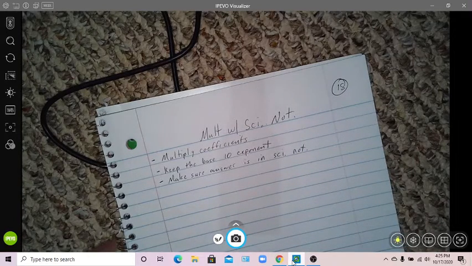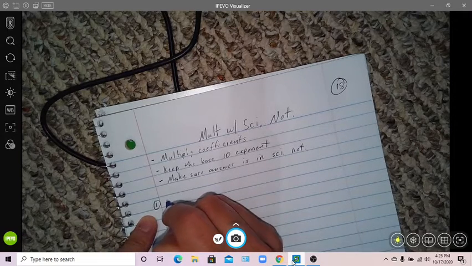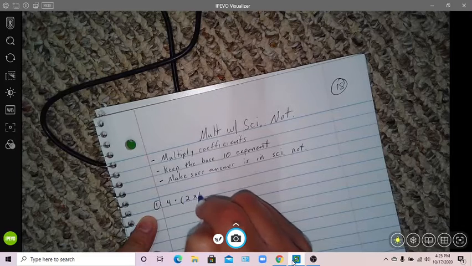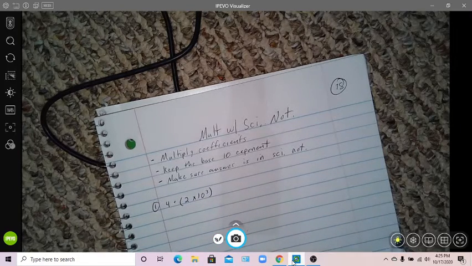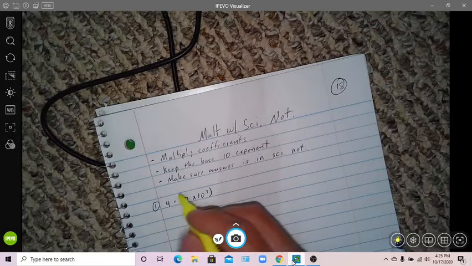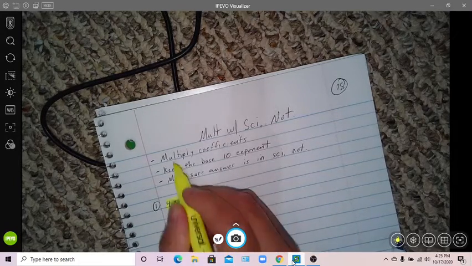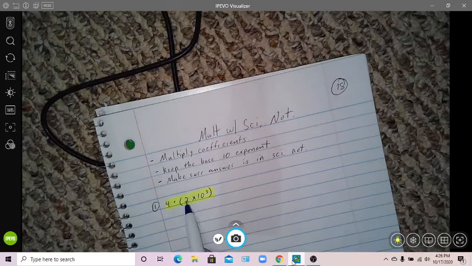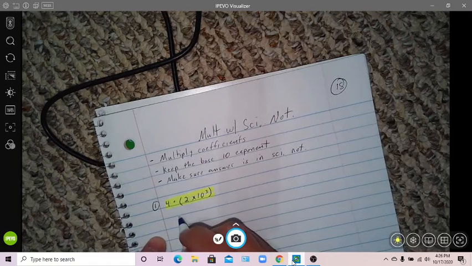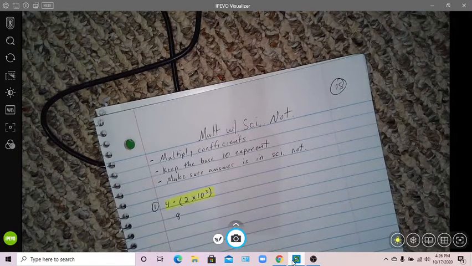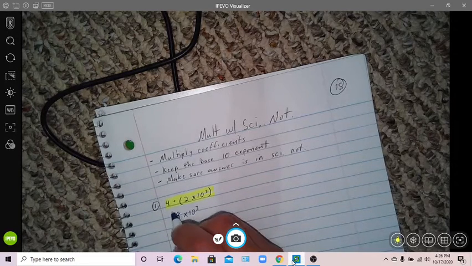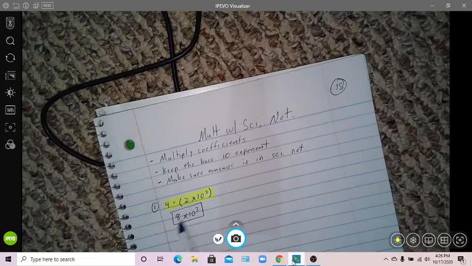All right, so here's what IXL will give you. Number one, it'll have something like this: 4 times 2 times 10 to the third. So we're going to multiply those coefficients, those big numbers. 4 times 2 is 8. Now we're just going to keep the times 10 to the third. That's what you're going to put into IXL, okay?